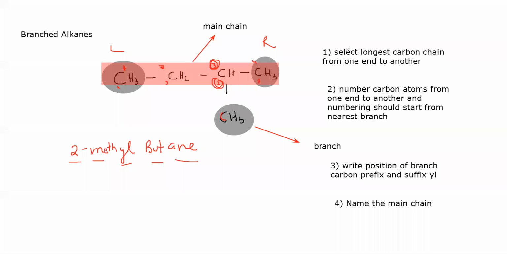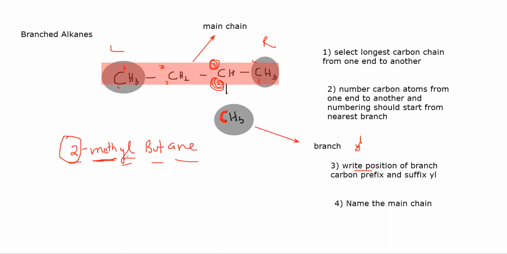So the rule for naming a branched alkane is to select the longest carbon chain. Numbering should start from the nearest branch. First, mention the position of a branch. Write the position of a branch. Which position do we have a branch? We have a branch at second position. That's why we write 2. How many carbon atoms are there in the branch? It contains only 1 carbon atom. That's why it's meth. Then whenever there's a branch, the branch should always have YL.